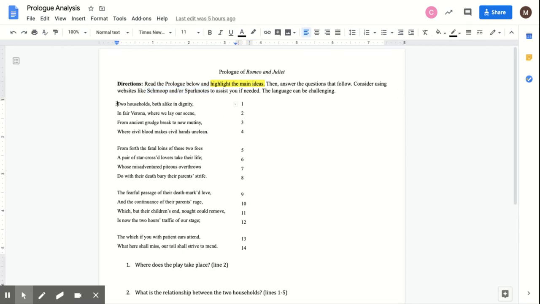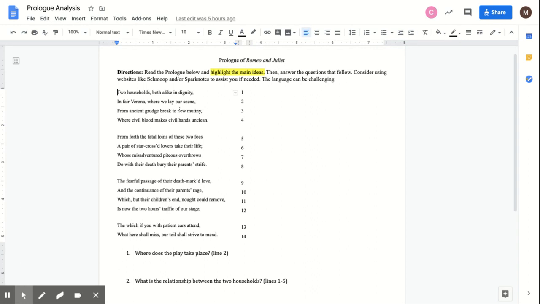I'm going to read this for you and then go over some of the questions. But the first thing you're going to do is read this and highlight what you think are the main ideas. Don't forget to highlight the main ideas. You get points just for doing that. So again, I'm coming on stage. I'm a chorus member. I'm reading this before the play starts.